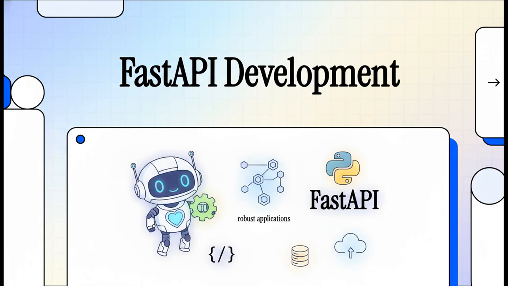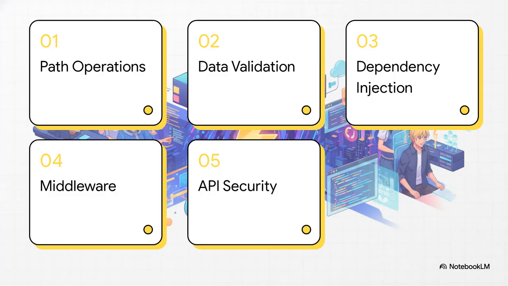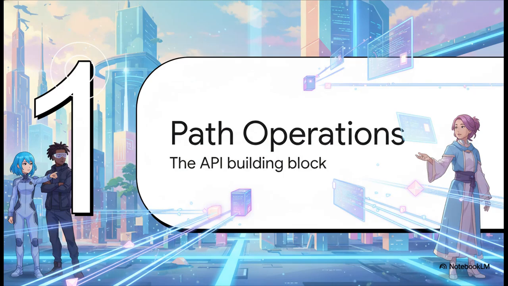In this explainer, we're going to break down the core concepts you need to develop robust, production-ready applications with FastAPI. So here's how we're going to tackle this. We'll start at the very heart of a FastAPI app, the individual endpoint, and then we'll zoom out layer by layer to look at the bigger, more global concerns. Think of it as building from the inside out. Okay, let's get right into it.